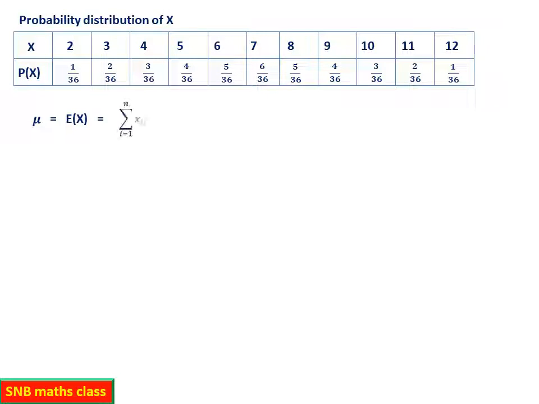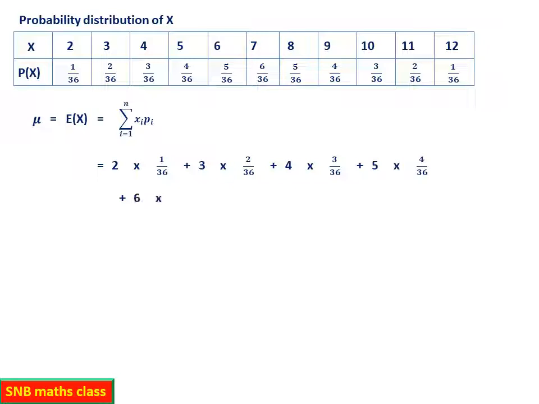Now what is mu? Mu will be equal to, the formula is expectation of x equal to summation of xi pi. So x1 is 2, then its corresponding probability is 1 by 36, plus x2, the second random value, that is 3, into the corresponding probability 2 by 36. Similarly 4 into the corresponding probability 3 by 36. Like that you have to add all of them.